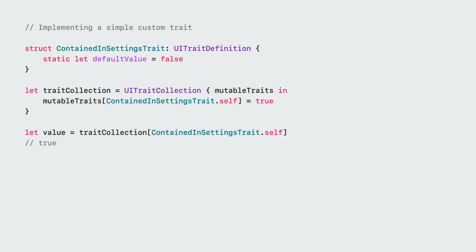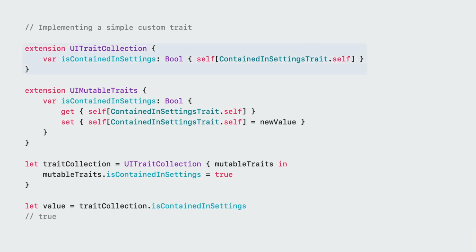Adding two simple extensions will let me access this trait using standard property syntax, just like all of the system traits. Here, I've declared a read-only property in an extension of the immutable UITraitCollection class. And then I've declared a read-write property in an extension of the UIMutableTraits protocol. Now that I've added these very simple extensions, I can use standard property syntax to access my trait everywhere. Always write these extensions when you define your own custom traits.